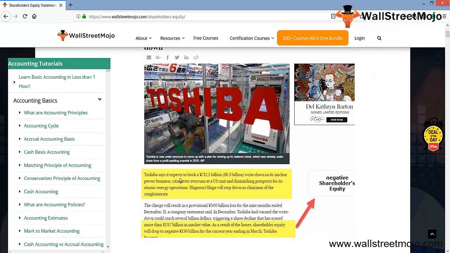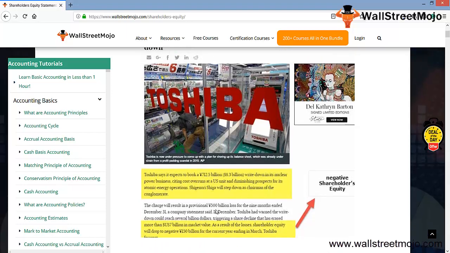Over here it says that Toshiba expects to book a 712.5 billion yen write-down in its nuclear power business. That's one of its segments, citing cost overruns at a US unit, diminishing the prospects for its atomic energy operations. And this is the person who will be stepping down as the chairman of the conglomerate because it's operating in a different segment altogether.